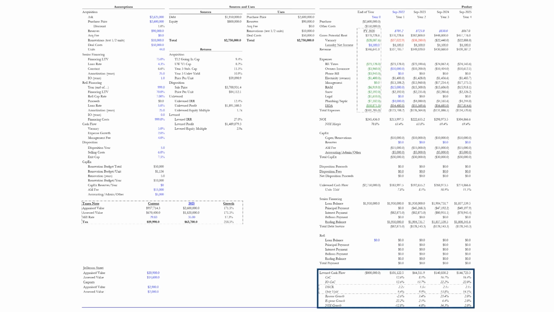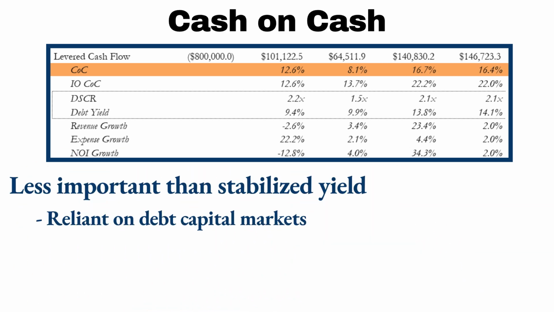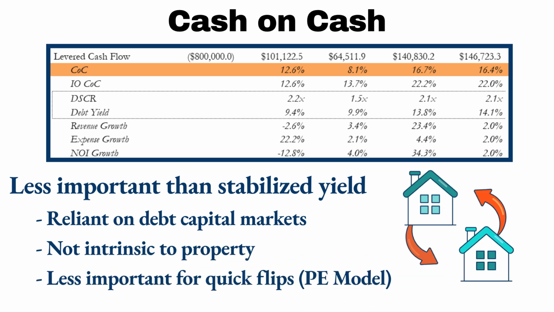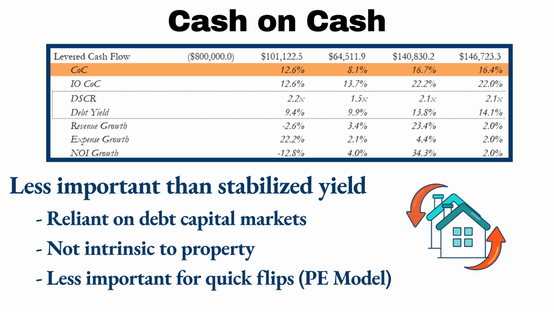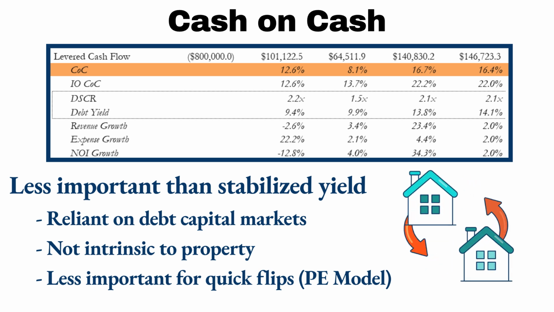6. Cash on cash. A lot of amateur investors emphasize cash on cash returns, but it's a far less important metric than stabilized yield because it's reliant on the debt capital markets at any point in time, which isn't intrinsic to the property. So it's downstream of the yield. It's also less important for quick flips, which is predominantly what PE firms do, because a lot of units turn over during the stabilization process, which results in choppier revenue for those years.